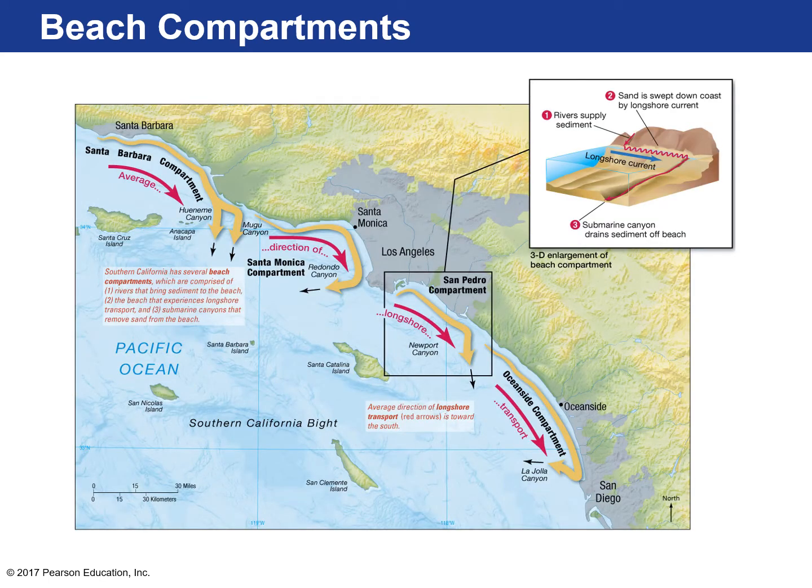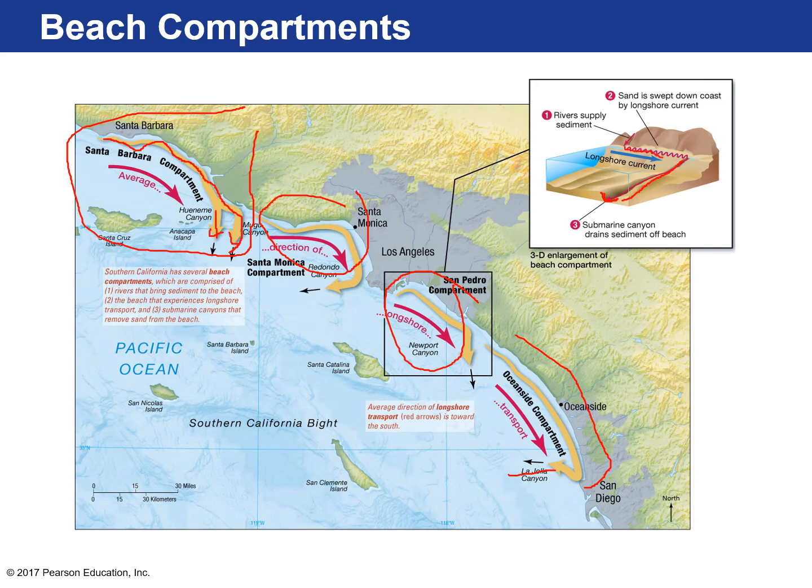Here's an example. Here's Santa Barbara, which is considered one beach compartment. The rivers deliver sand here, and then the sand moves along the coastline and comes out to these deeper submarine canyons a little bit offshore. Then there's the Santa Monica beach compartment, the San Pedro beach compartment, and the Oceanside one. Here's a cross section of those really deep submarine canyons where the sediment eventually goes. The longshore current carries that sediment along the beach and then down these canyons.